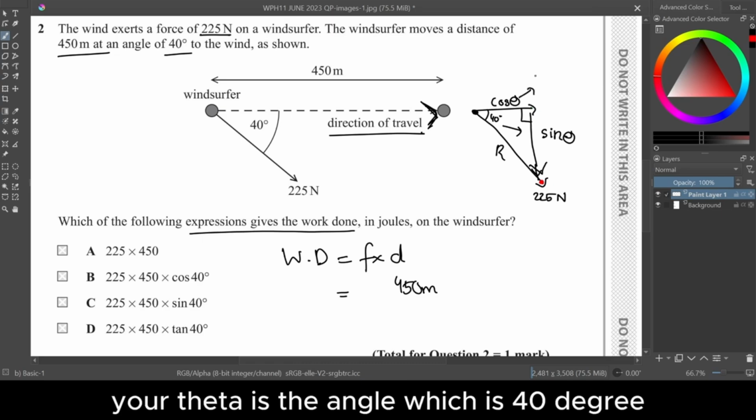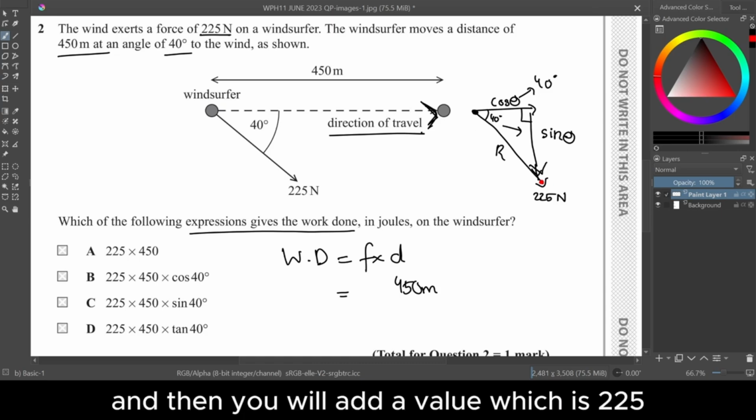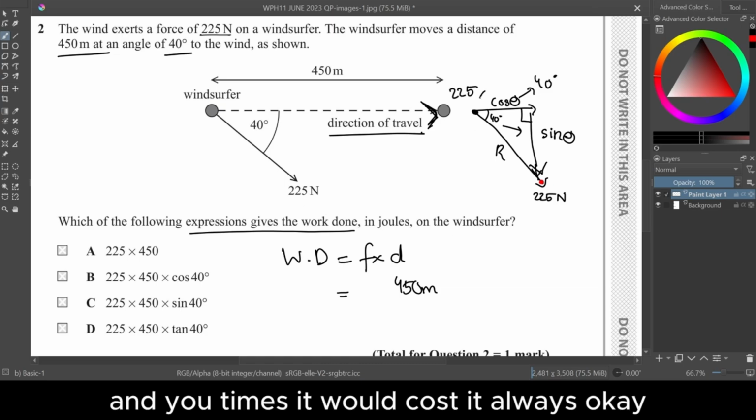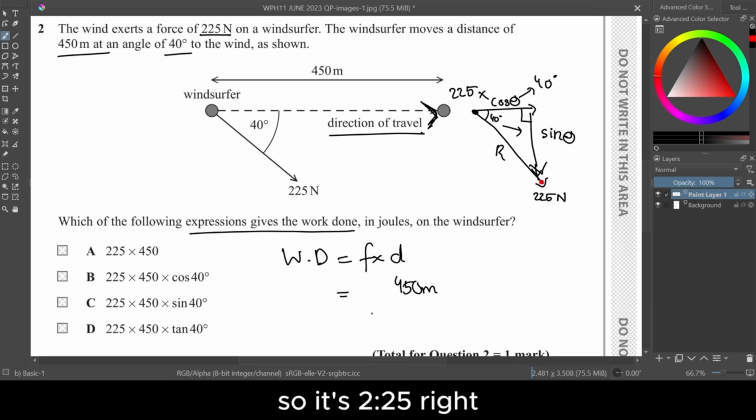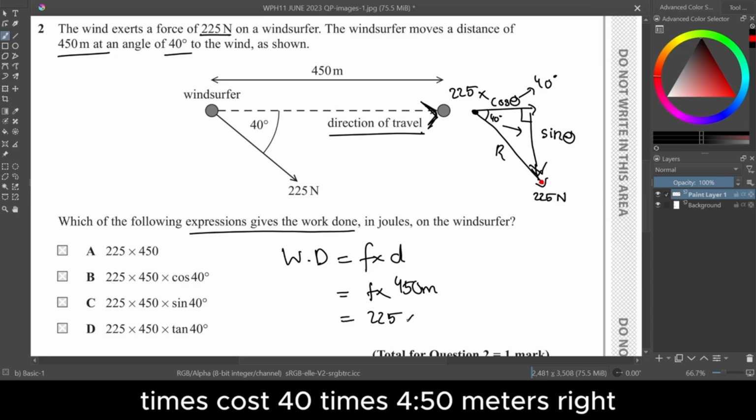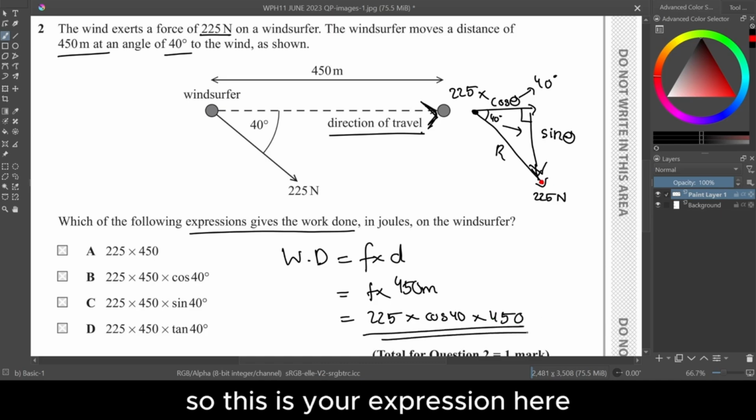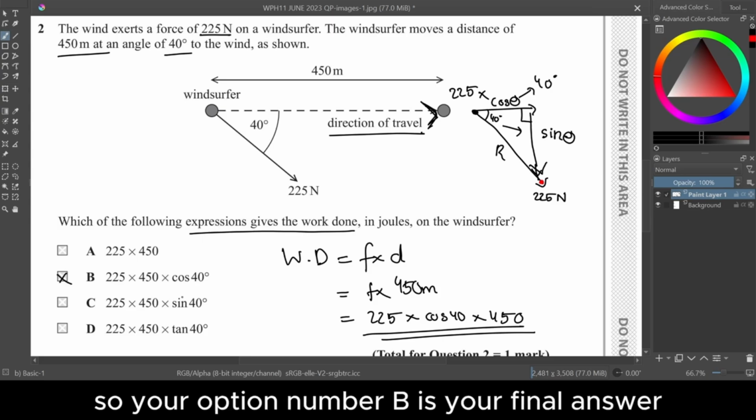Your theta is the angle, which is 40 degrees, and then you will add a value which is 225, and you times it with cos theta always. Okay, so it's 225 times cos 40 times 450 meters, right? So this is your expression here. Now let's check the options. I can see option number B, so your option number B is your final answer.